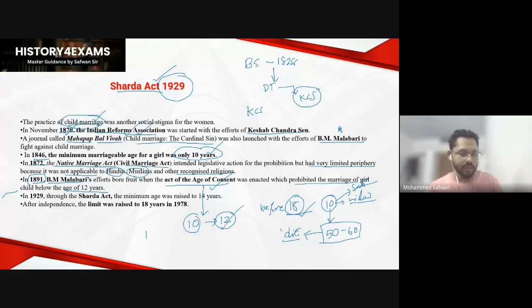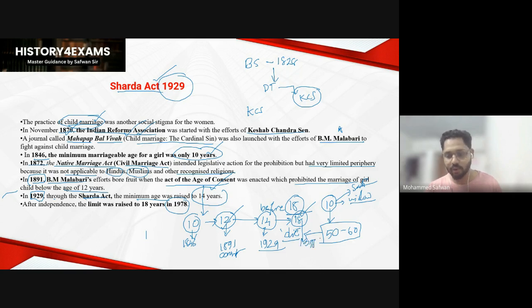Finally, one important legislation was passed in 1929, the Sharada Act, in which the minimum age was raised to 14. So you can have this chronological idea. Try to take down notes like this: it was 10 in 1846, 12 by the 1891 Age of Consent Act, and 14 by the 1929 Sharada Act. And finally, in 1978, it became 18, as we follow nowadays. This is the idea. You got it? How the age has increased for these girls over time.